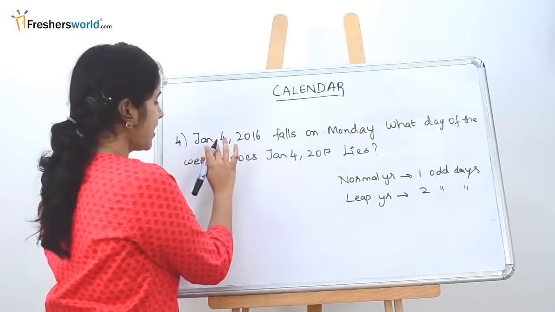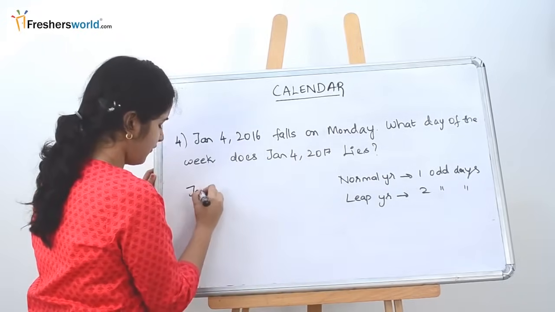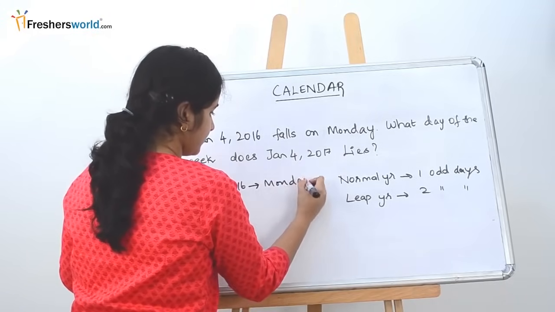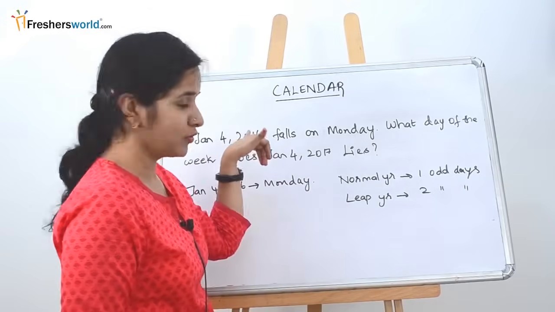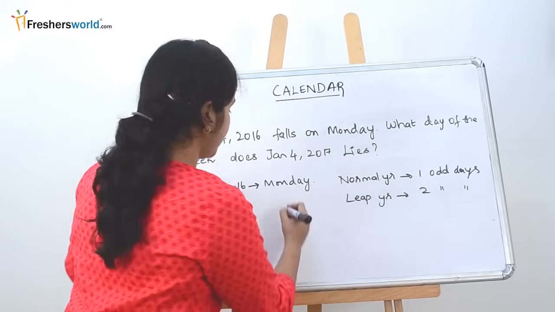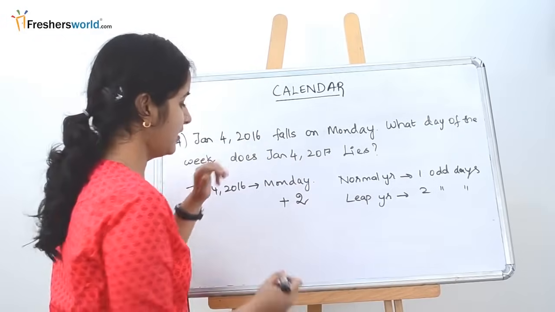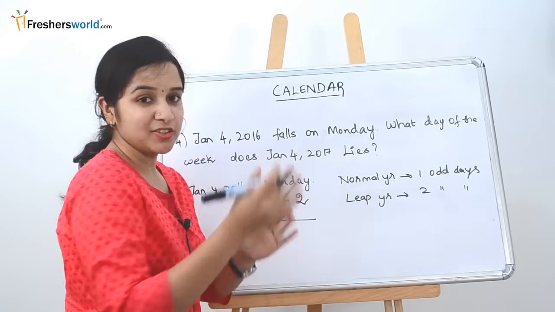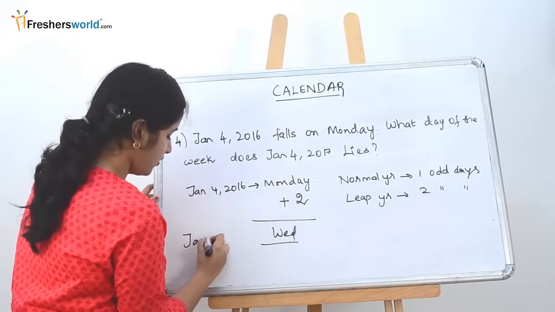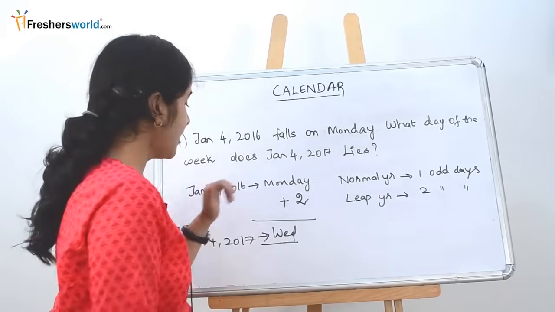So what they've given: Jan 4 2016, we know 2016 is a leap year, and it falls on a Monday. So Feb 2016 will have an extra 2 days because it's a leap year. So it will be plus 2 here. So Jan 4 2017, the following year, will fall on Monday plus 2, which is Tuesday, then Wednesday. So Jan 4 2017 will fall on a Wednesday. This is because we took a leap year.